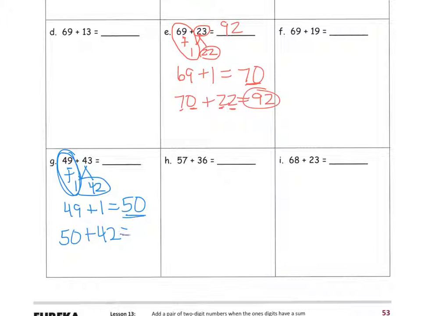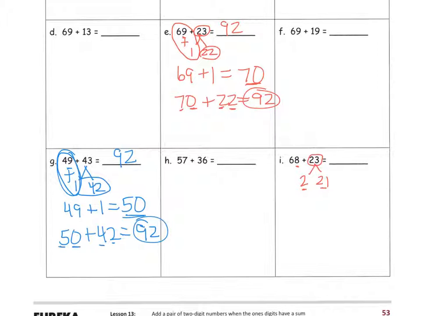And again, I have nothing in the ones place for 50, so 2, nothing plus 2 is 2, and 4 tens plus 5 tens is 9 tens, or 90. So 92. And then the last one I'll do on this page is I, 68 plus 23. 68 is 2 away, so I'm going to take 2 from the 23, and I'm left with 21. So 2 plus 21 gets me my 23.